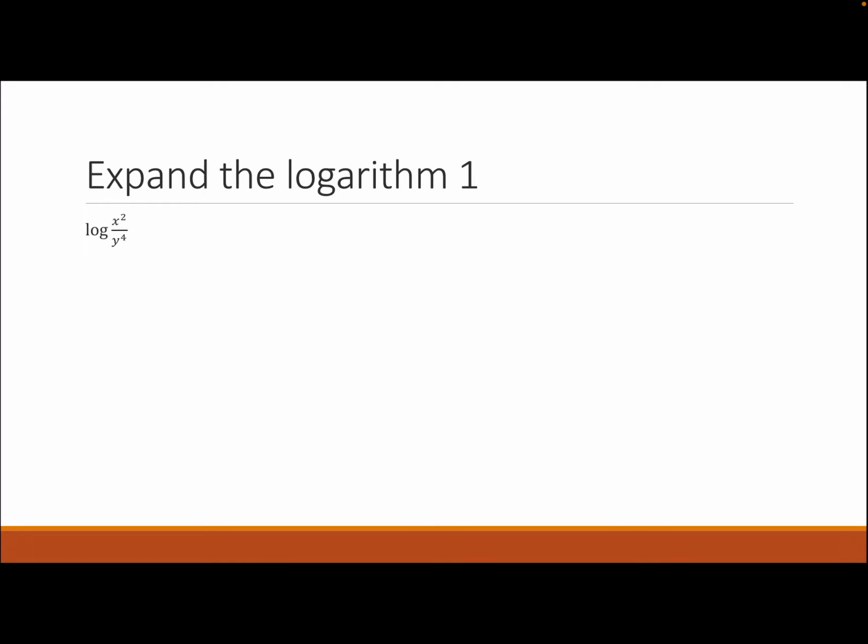So for number 1, we have log. I should have mentioned, you should know this, but when we don't have a base on a logarithm, the implied base is a base 10 logarithm. If you don't see a number, the base is implied to be 10. So for log of x squared divided by y to the 4th, since we're dividing, we're going to give each part of the fraction its own logarithm. So this is going to equal log x squared minus log y to the 4th.